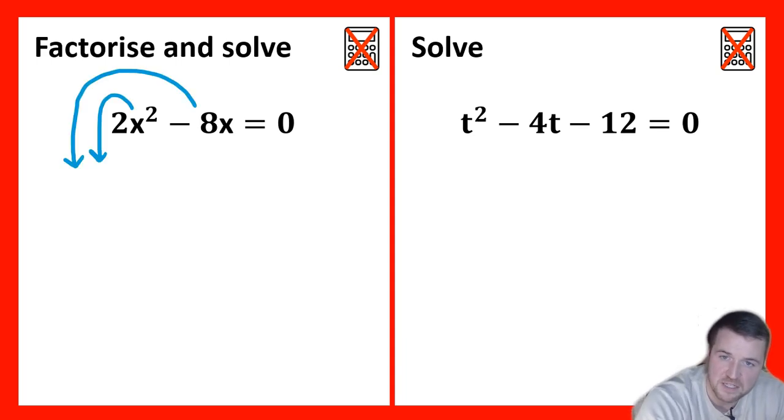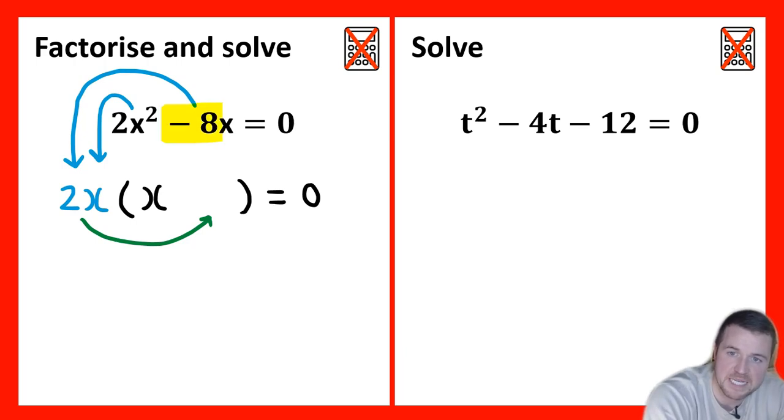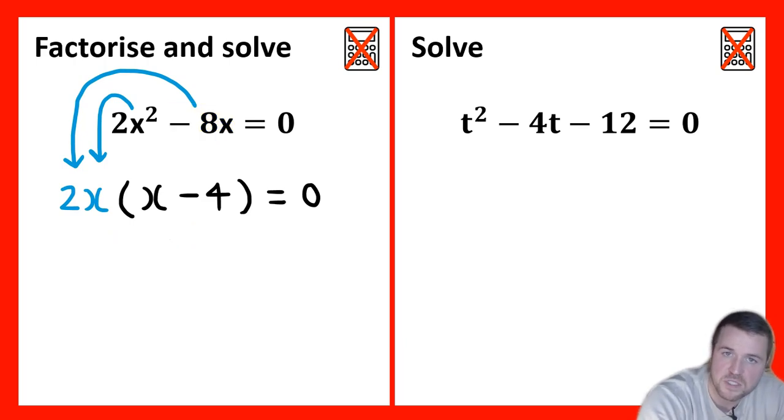The highest common factor of 2x squared and 8x will be 2x, and then inside my single bracket, what do I have to multiply 2x by to give me 2x squared? And that would be x. And then what do I need to multiply 2x by to give me negative 8x? And that would be negative 4. Now I can move on to the second part of the question, which involves solving the quadratic equation.